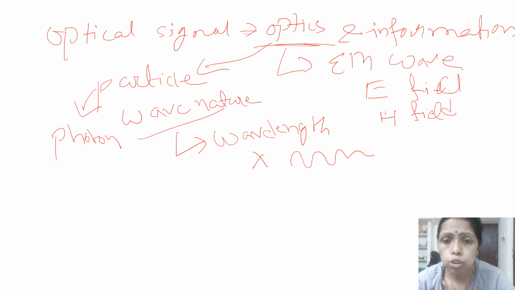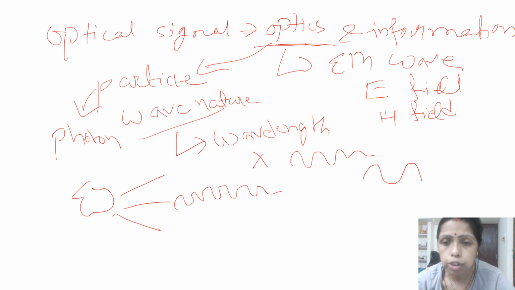Wave nature is when light is emitted from a source, suppose there is a source; it is not like a straight line. It is emitting photons like a wave. So wave nature means lambda. Lambda means the peak to peak difference. How can you define lambda? Lambda is the peak to peak difference of any wave signal, right?